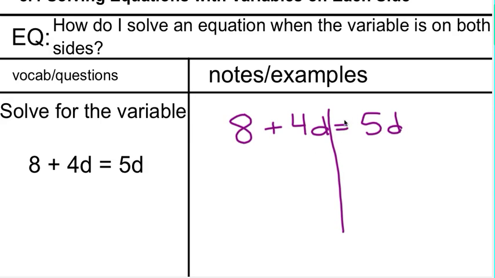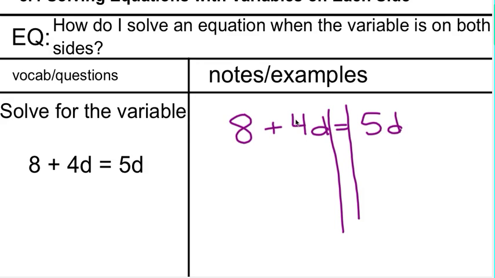So I'm going to draw my railroad tracks to separate the left-hand side and the right-hand side so I can keep my equation balanced, because ultimately we're looking to keep it balanced. And I'm going to say, okay, how do I get to know what just 1d is? Well, I need to have just a d there. In order to do that, I'm going to have to manipulate my equation a little bit. And if I remove something from one side, I have to remove it from the other.